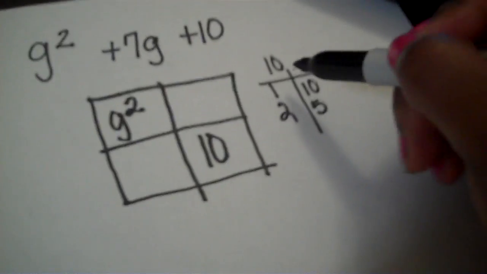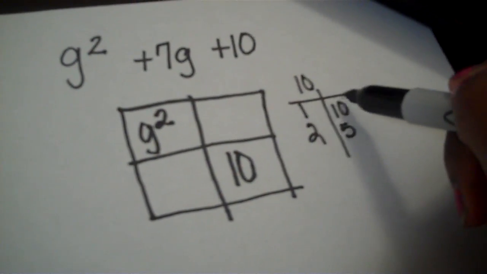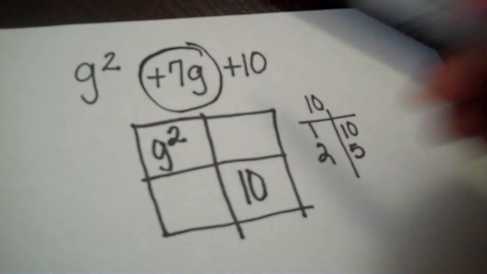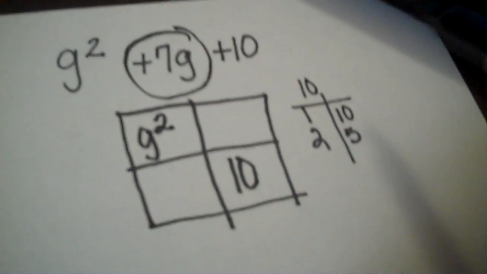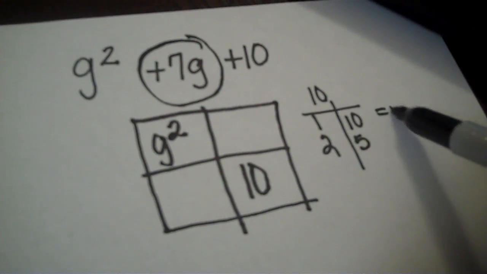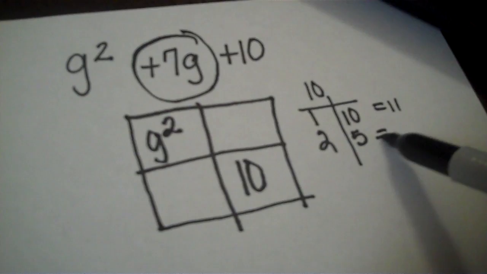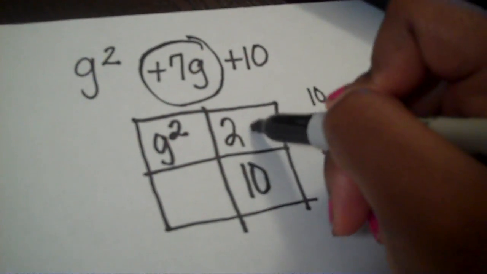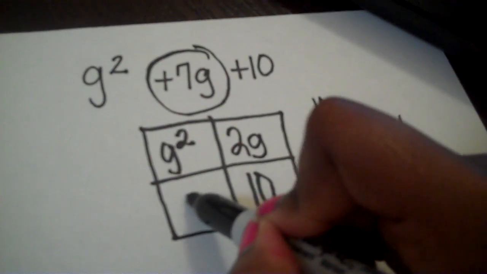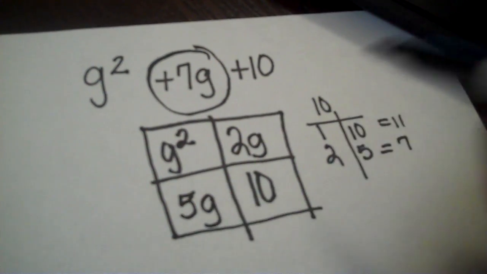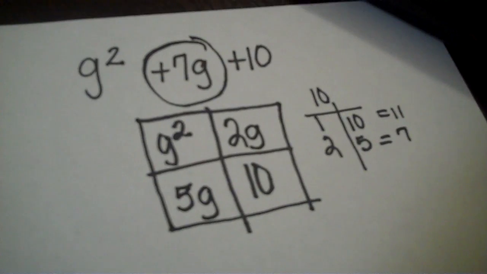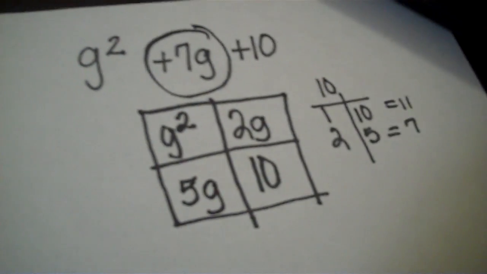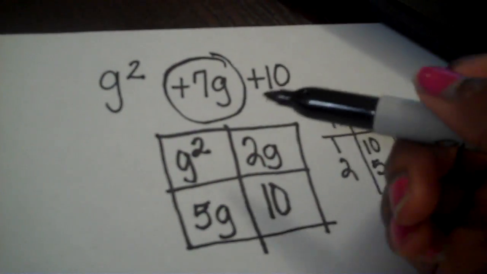Alright, so once I list my factors, I say, okay, now add those factors together, and they should equal this middle term, a positive 7. 1 plus 10, that's 11, so that's not it. 2 plus 5 is 7. Those are the two that I need. So I put in a 2g and a 5g. And it really doesn't matter where you put them, because we're going to take the GCF. Either way you put them, you're still going to get the same answer. The factors are just going to end up in different spots on your box.